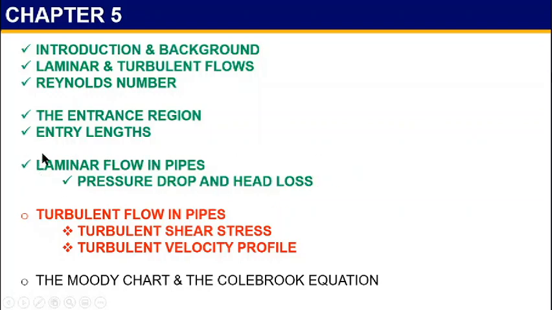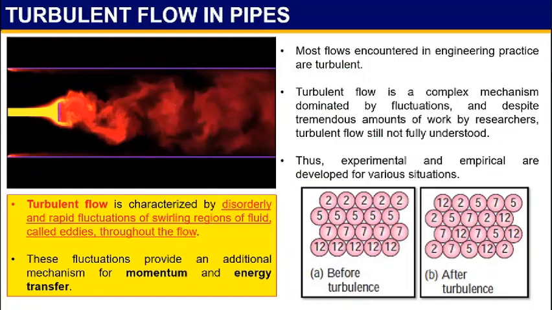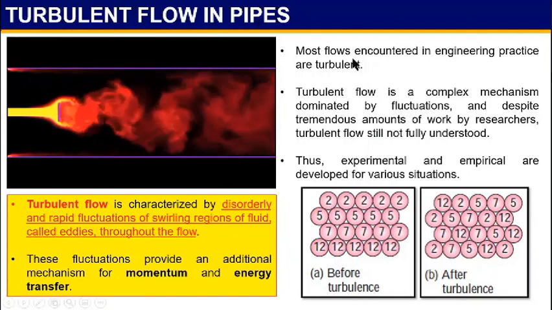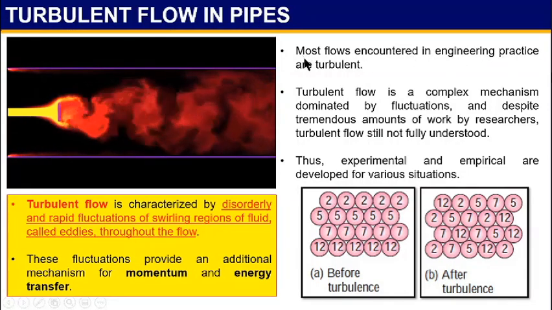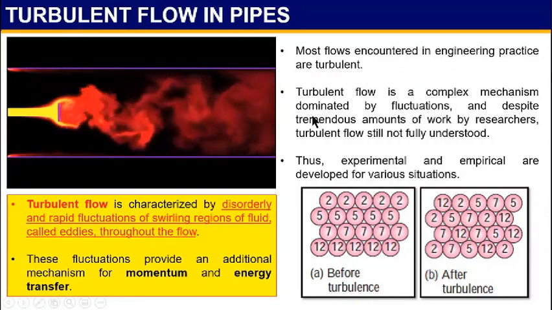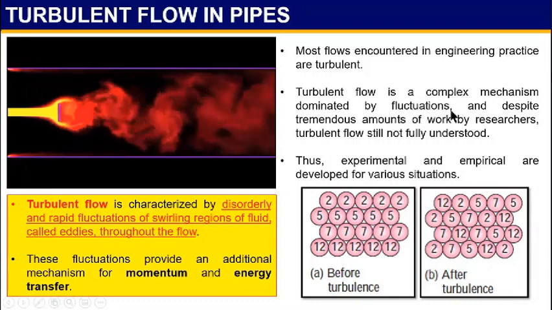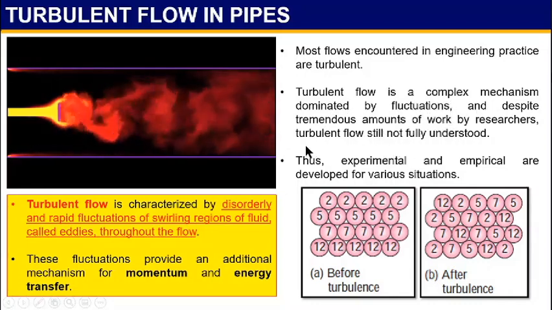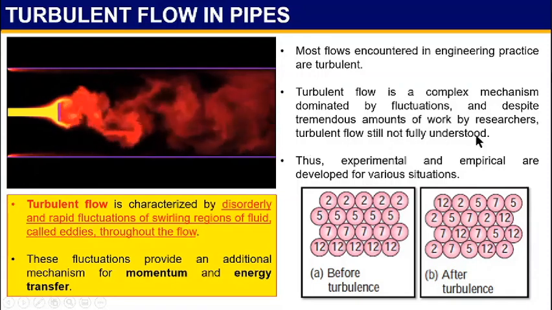Let's continue on turbulent flow in pipes, where we will learn about turbulent shear stress and also the turbulent velocity profile. For turbulent flow in pipes, most flows encountered in engineering practice are turbulent. Turbulent flow is a complex mechanism dominated by fluctuations, and despite tremendous amounts of work by researchers, turbulent flow is still not fully understood.